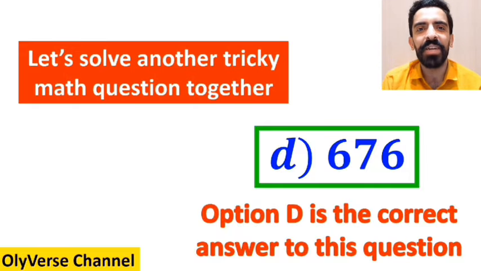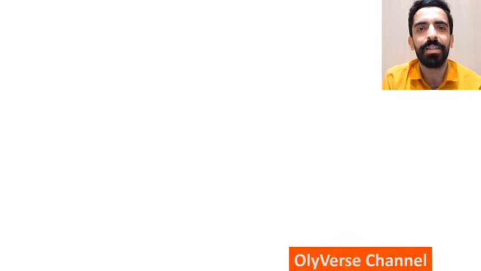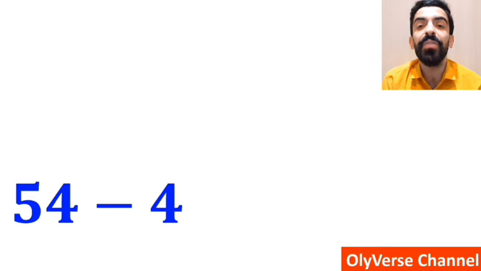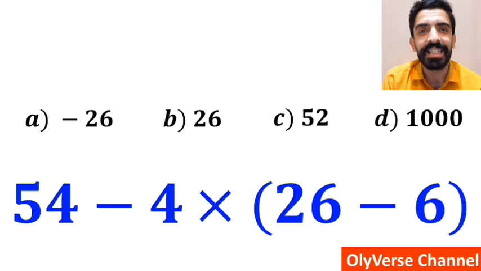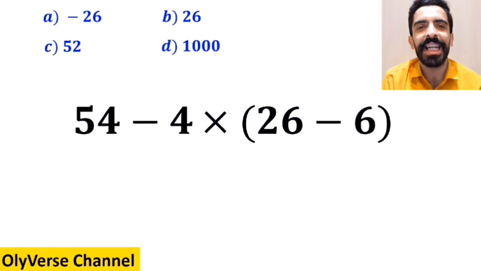Alright, now let's solve another tricky math question together. What is the value of the expression 54 minus 4 times (26 minus 6)? Which option do you think is the correct answer to this question? Let's break it down and solve it together.